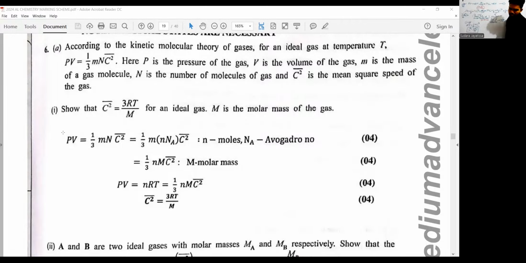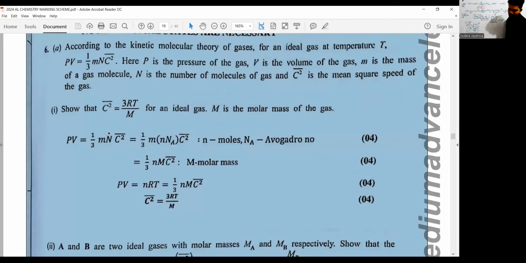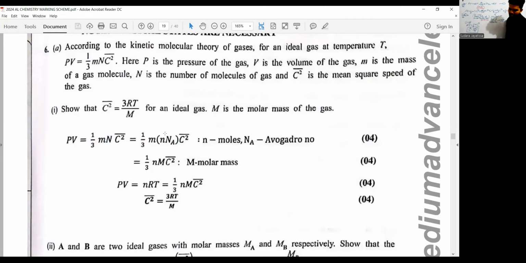See this? PV equals 1/3 simple m capital N c square bar. So here capital N will be the Avogadro number. Now according to this way, what they have written: number of molecules capital N equals moles into Avogadro number. Remember this equation. So I'll tell you exactly how they have taken this equation in the A-level exam.